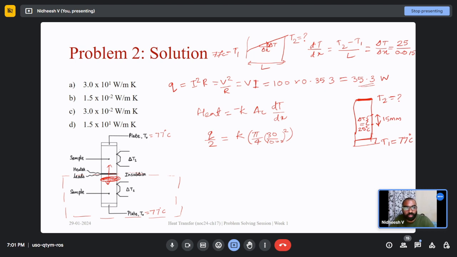So dT by dx could be either (T2 minus T1) by L, or it could be this temperature minus this temperature, that is delta T, by this length minus this length, that is delta X, since the temperature profile is linear. It is the same slope everywhere in the sample. If it is not clear yet, you can go through it later. Is it clear now, with this explanation?